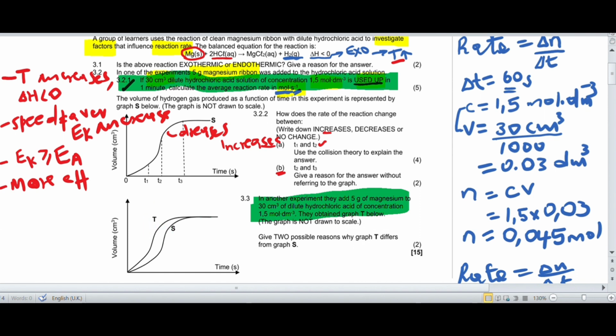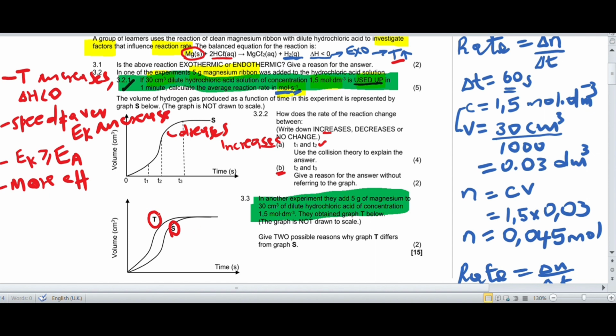Now if you look at T, you say it is steeper than S. But all the conditions are the same, meaning that something was done in this reaction. Okay, it says give 2 possible reasons why T differs from S. They can increase the surface area of the magnesium ribbon. They cut it into small pieces. That is, they are increasing the surface area, or they are increasing the state of division.